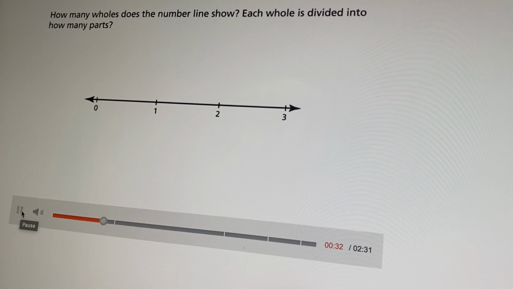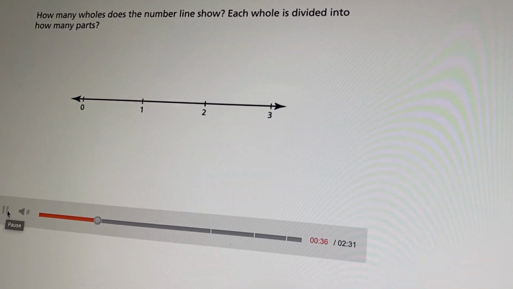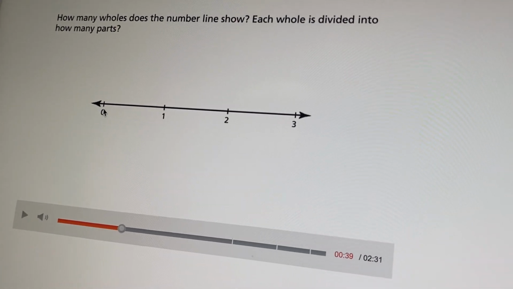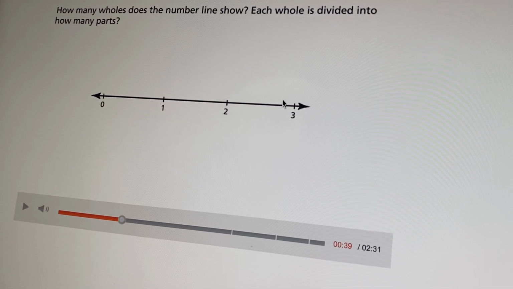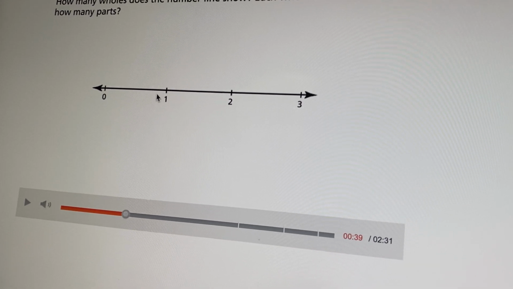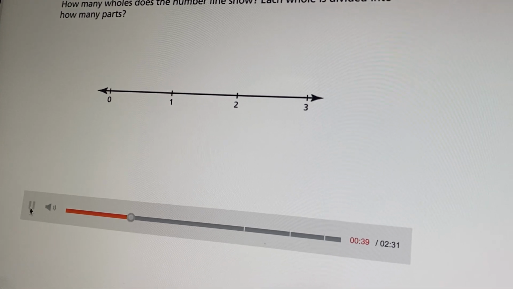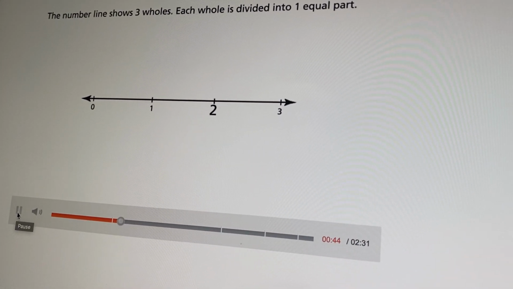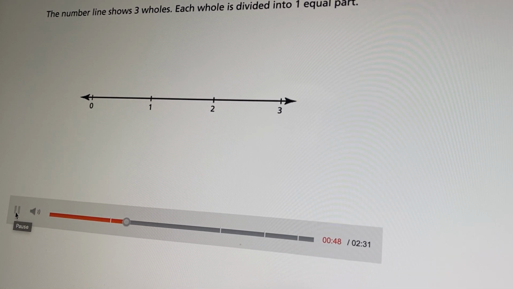How many wholes does the number line show? Each whole is divided into how many parts? So let's count. The line shows 1, 2, 3 wholes. And in each whole, we have only one equal part. The number line shows 3 wholes. Each whole is divided into one equal part.